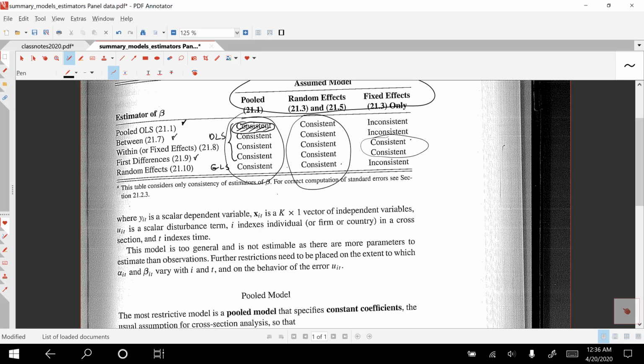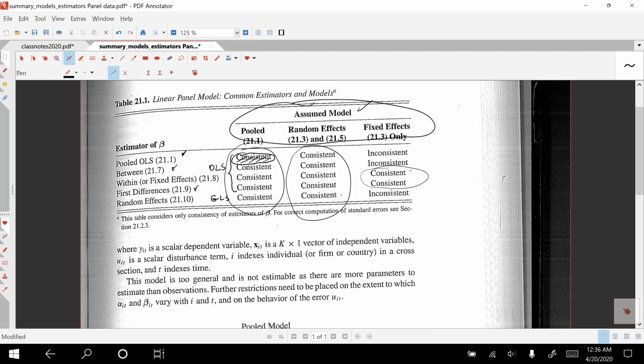Going back to the summary, remember that we said there are several options for estimators of the assumed models. We already talked about the pool model, and now we're talking about the options we have when the fixed effects model is the assumed model. There are only two estimators that provide consistent estimates of the coefficient beta in the model, and those are the fixed effects estimator, which is the preferred estimator, and also the first difference estimator. I will only talk about the fixed effects estimator because that's the preferred estimator.